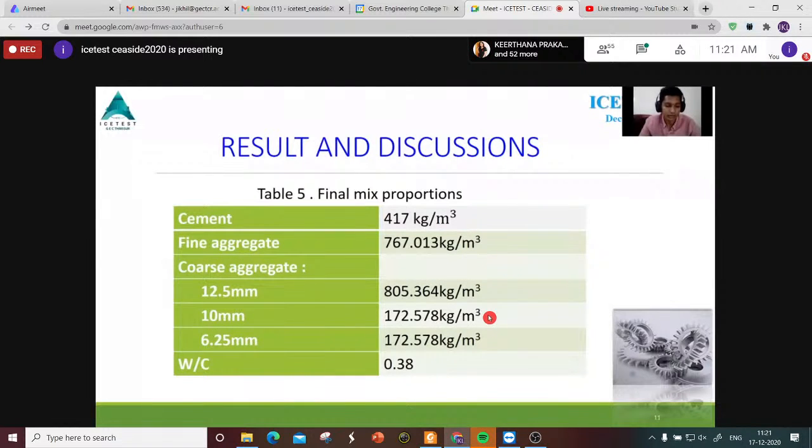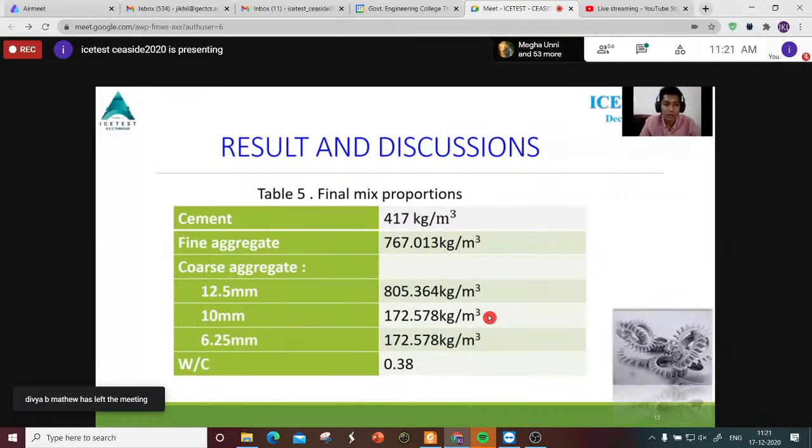Results and discussions. These are the final mix proportions we obtain using the packing density method. The final mix proportions are given below. For cement, it is 417 kg per meter cube. Fine aggregate, 767.013 kg per meter cube.